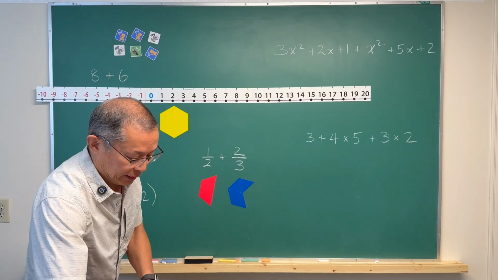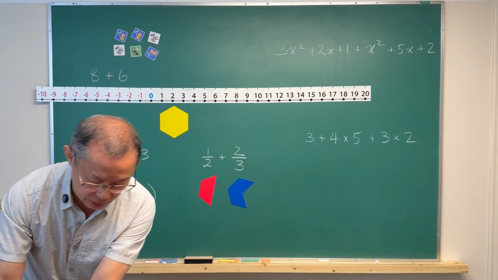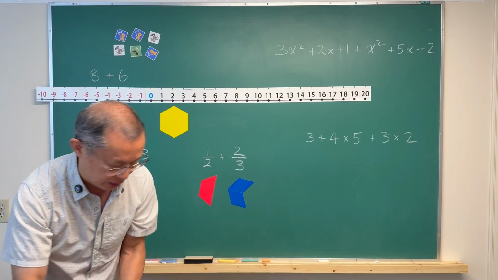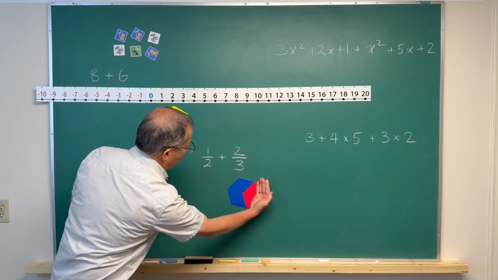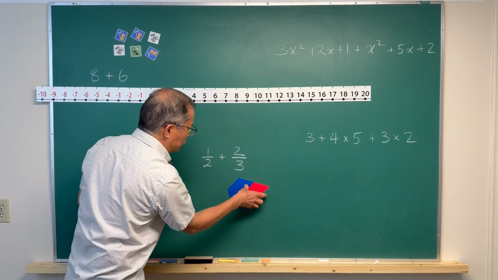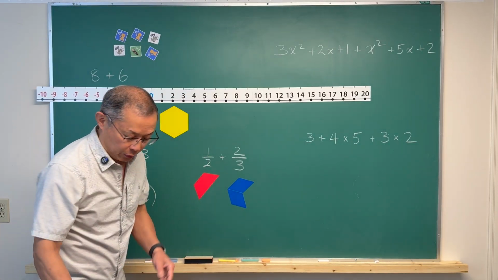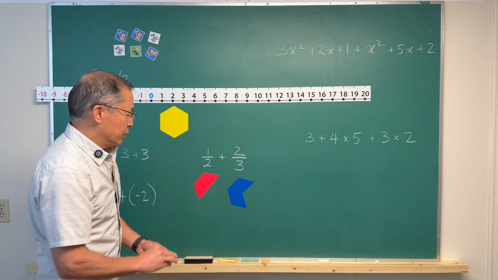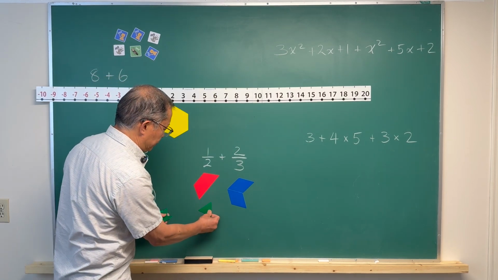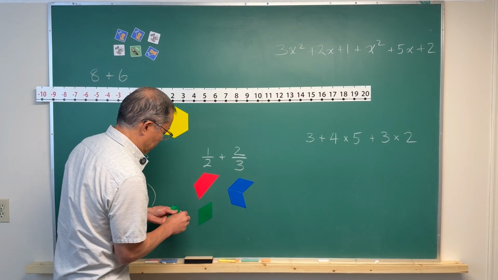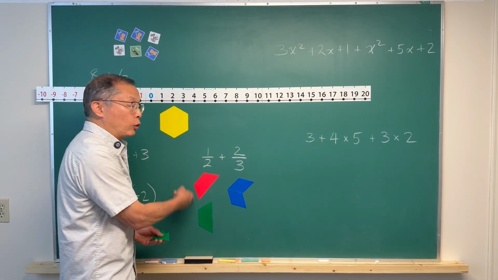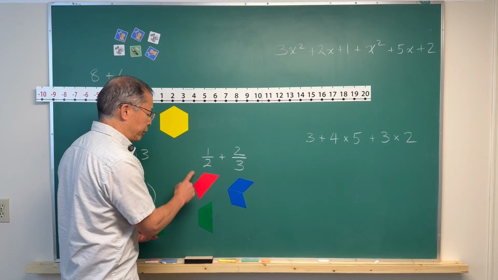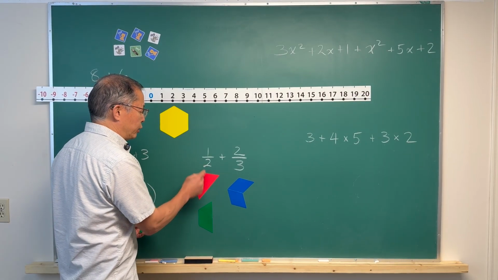However, I can see that if I put the 2/3 and the 1/2 together, it should make one whole plus one more little triangle. So here's what we know the answer should be. Here's what we do. We replace the half with these 3 triangles. That's what you're doing when you're making a common denominator. Multiplying by 3, they're smaller parts, and you have 3 times as many.